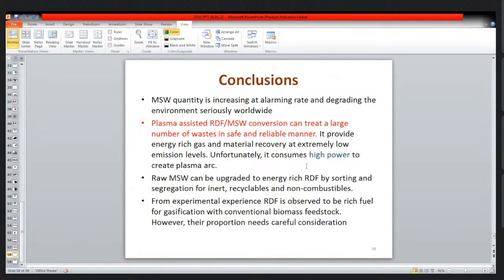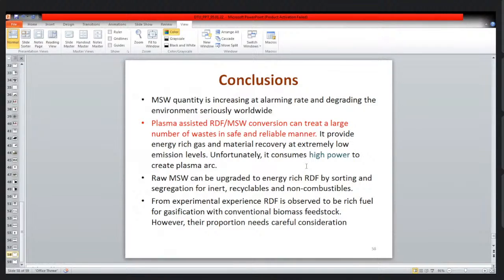Conclusions I need to do. Municipal solid waste quantity is increasing at an alarming rate and degrading the environment seriously worldwide. Plasma assisted RDF municipal solid waste conversion technology can treat a large amount of waste in a safe and reliable manner. It provides energy rich gas followed by material recovery at extremely low emission levels. Unfortunately, it consumes high power to create the plasma arc, so it is costly.